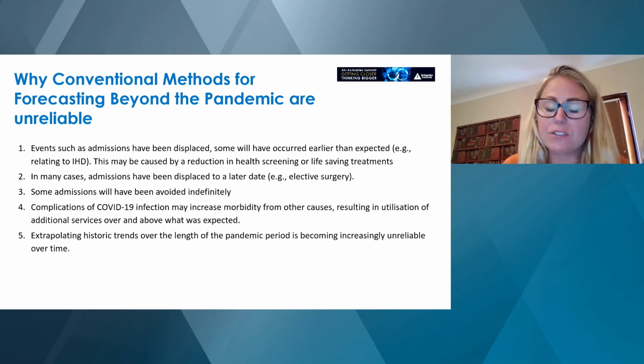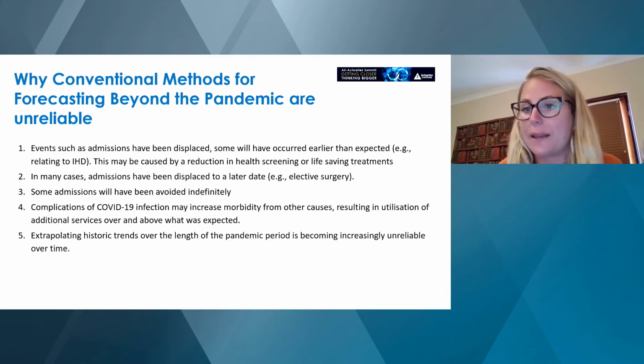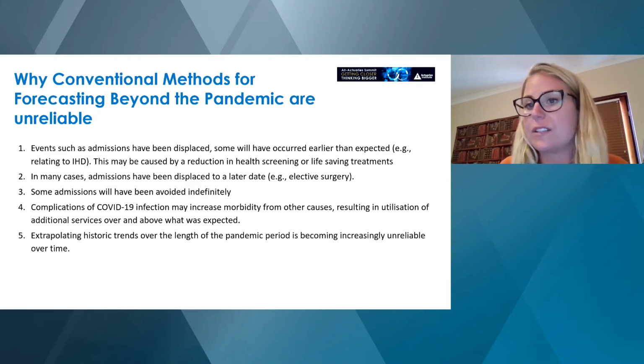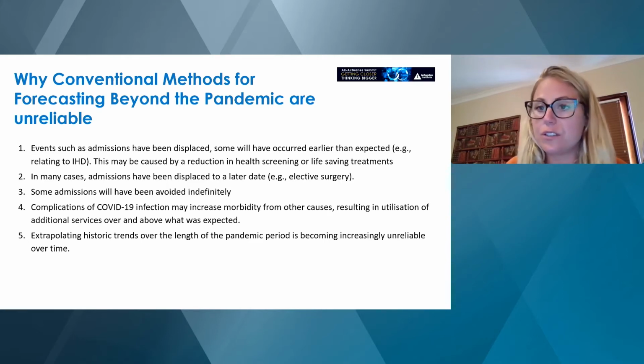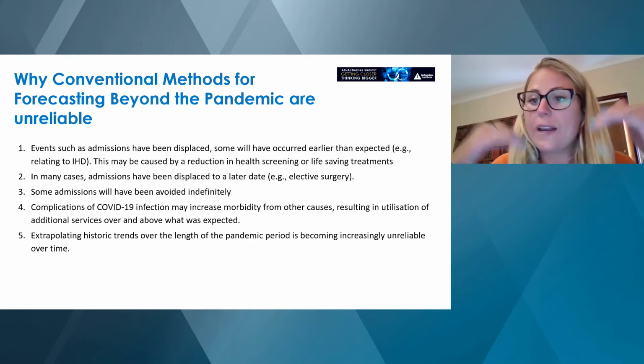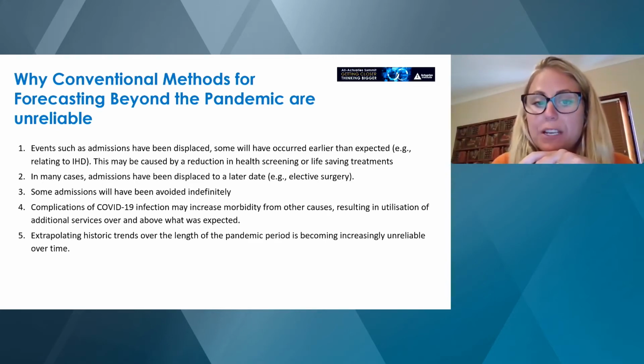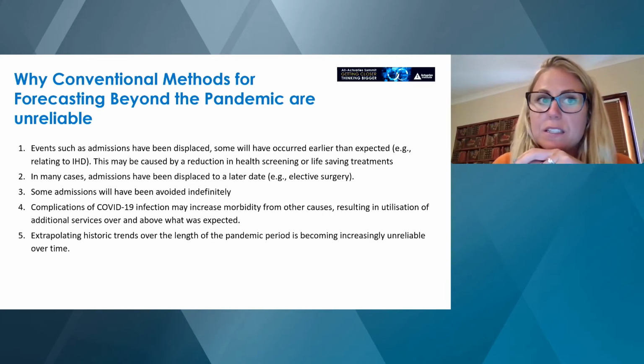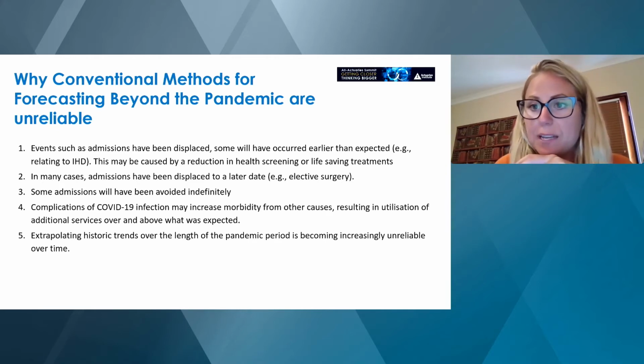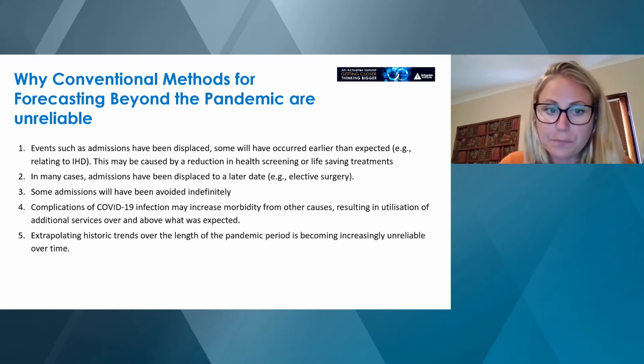And then finally, extrapolating historic trends over the length of the pandemic period is becoming increasingly unreliable, just due to the extent of the time. So while we had a quick fix, which was to move to mentions when we were looking at underlying causes, these models that we use and the estimates of excess by underlying cause are used by our clinical directors for responding to the pandemic. So we have to be very clear about when they become unreliable. So we've done that quick fix.